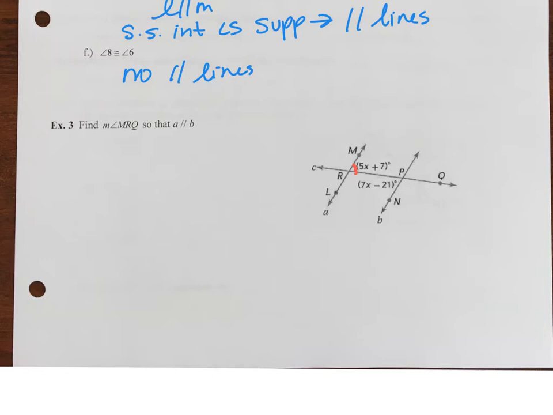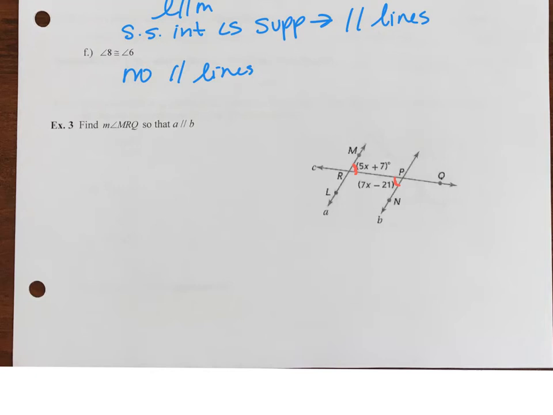Well, these two lines, A and B, are going to be parallel if these two angles that I'm marking in red are congruent. Those angles that I have marked in red are alternate interior angles. They're on alternating sides of the transversal and on the interior of the two lines being transversed. So if those two alternate interior angles are congruent, then I have parallel lines.